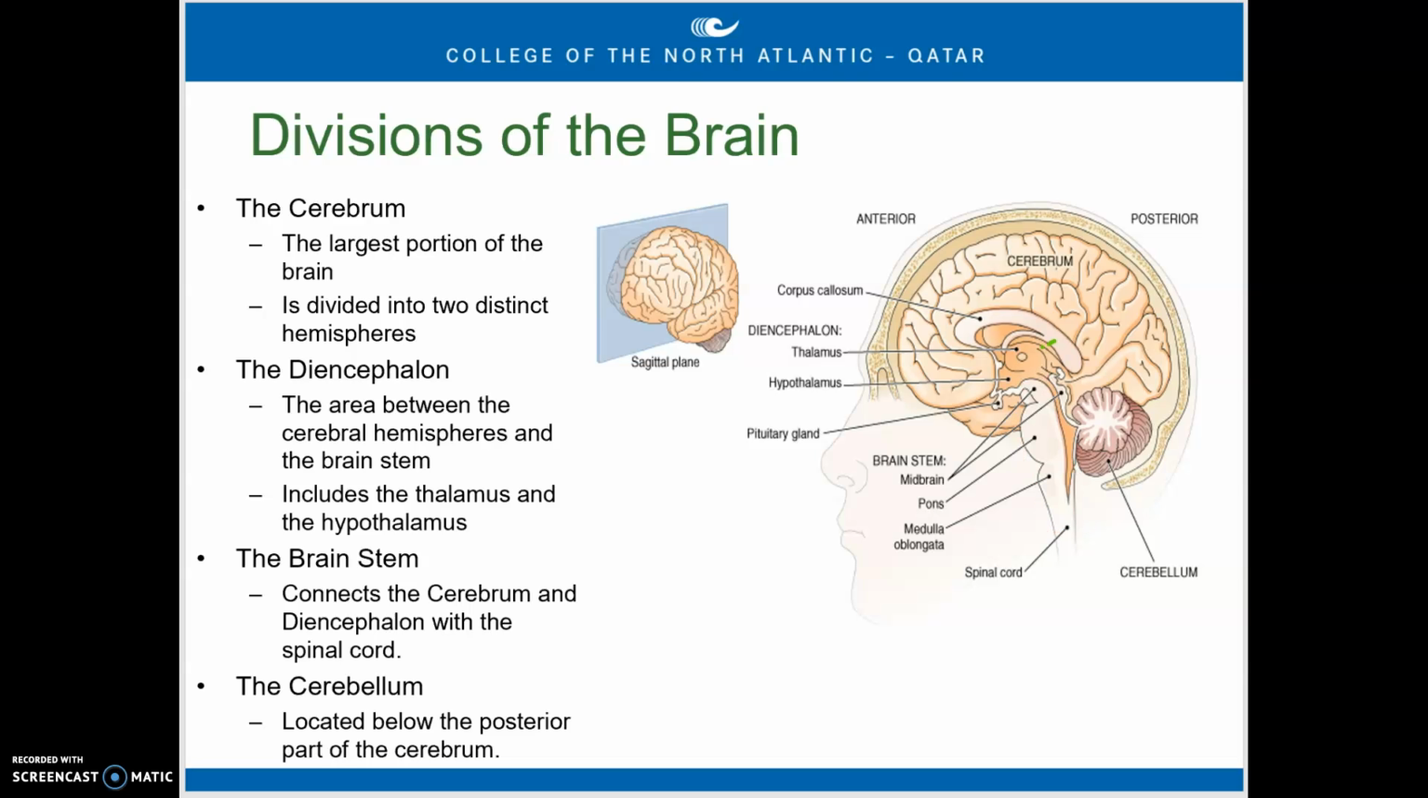And then the final part of the brain that we need to look at is right here on the back part of the cerebrum, on the inferior side, and that's going to be the cerebellum. So those are the main physical divisions of the brain.